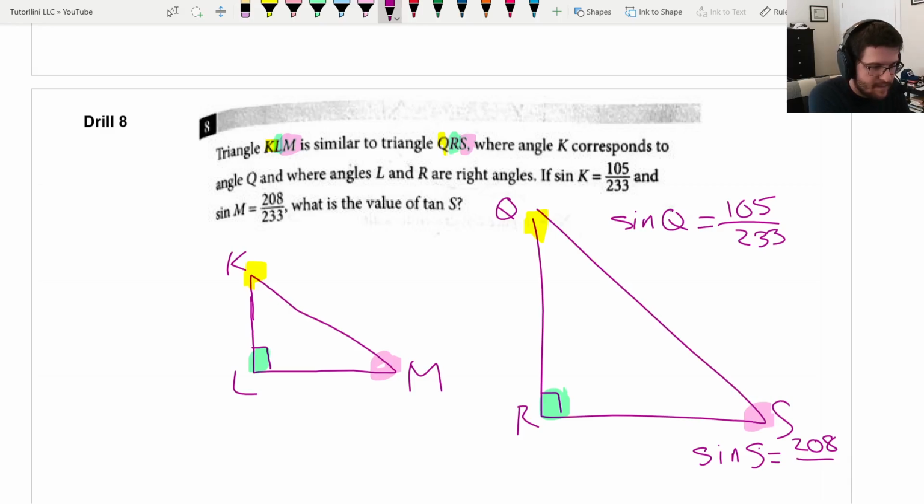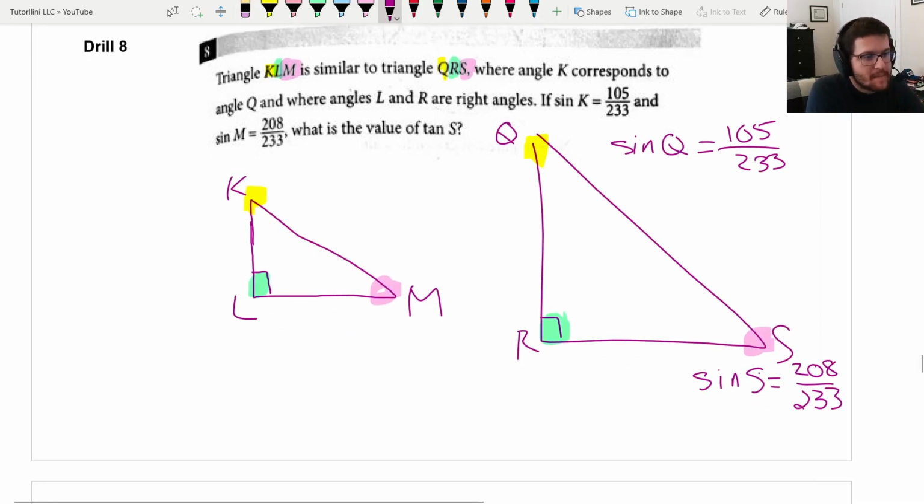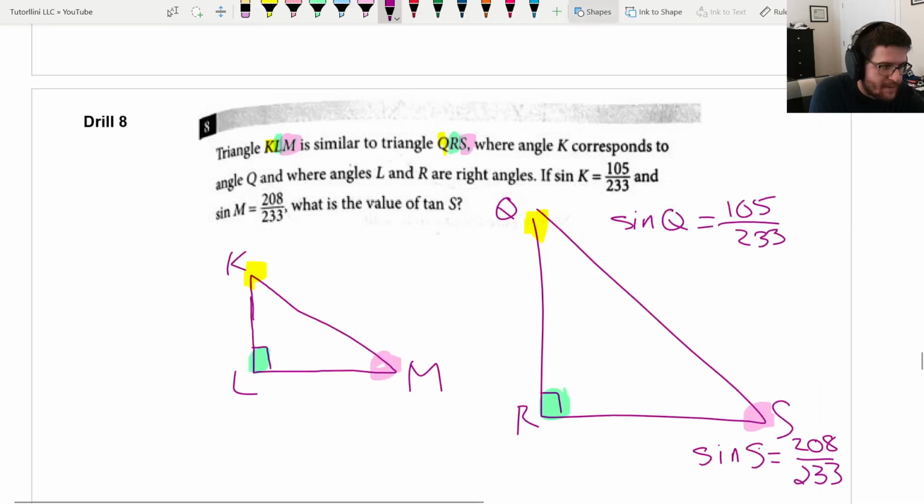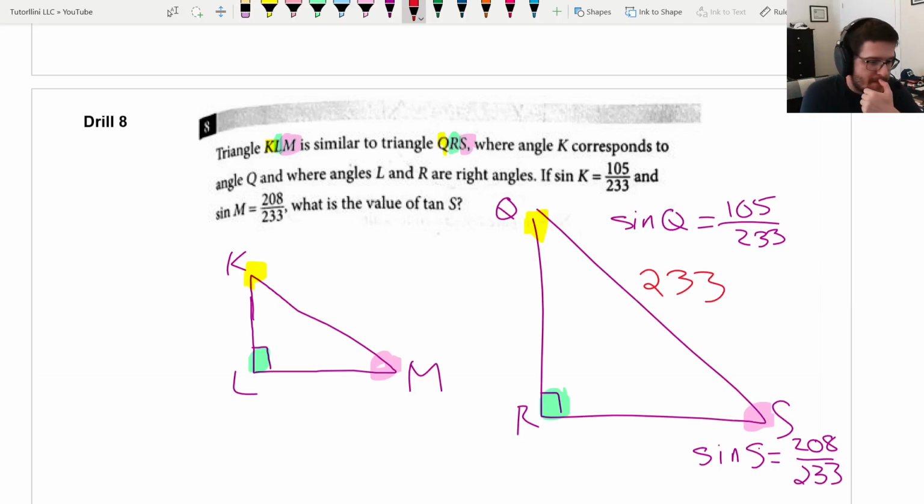And let's see. I'm trying to do this without trig identities, which aren't on the test. They don't expect you to know those. I'm pretty sure we could just label these. So do you see for both of them, the hypotenuse is 233, really like 233x, but why don't we just say x is 1? Because it's not going to matter. So we'll put 233.